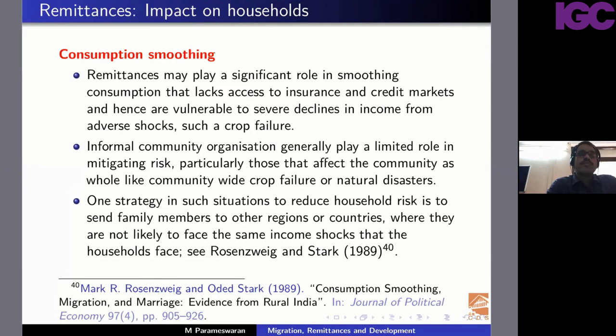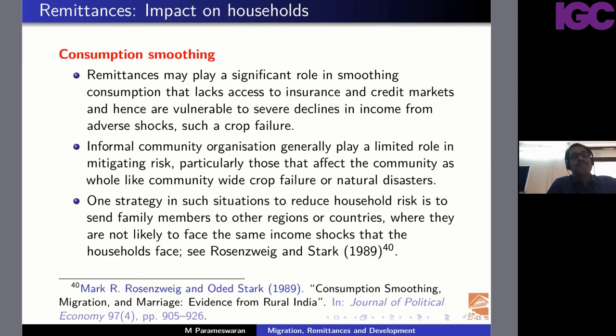There are informal community organizations. For example, if it is an individual-specific risk, you can seek the help of your neighbors. But if it is a community-wide risk, like a community-wide crop failure or natural disasters, your neighbor may not be able to help you. In such a context, people usually mitigate the risk by sending family members to other regions or countries where they are not likely to face the same shock that the household faces.